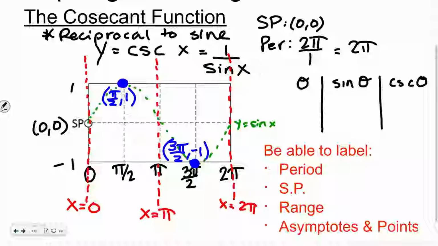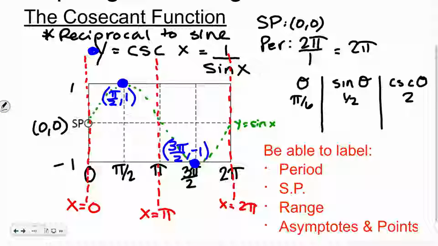I'm going to pick something that's really nice to do cosecant. So I'm going to pick pi over 6. What's the sine value from the unit circle at pi over 6? 1/2. Therefore, the cosecant is 2. So if I plot pi over 6, comma 2, that would be less than pi halves, and I would go up 2. That's a point on cosecant.